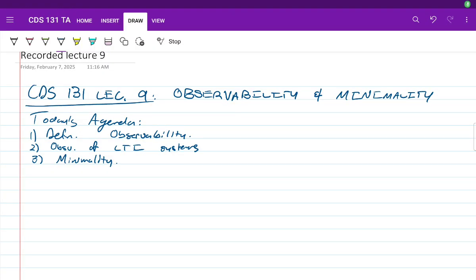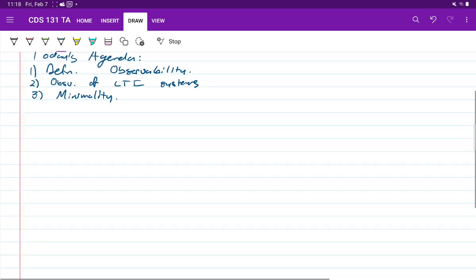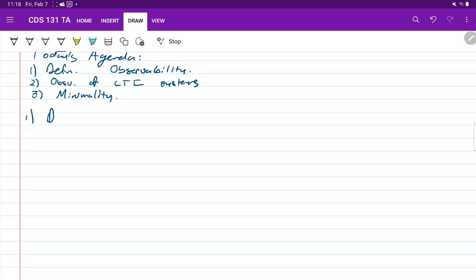Welcome back. Today we're going to talk about two new concepts, which are observability and minimality. In particular, how this lecture is going to go, we're going to start off by defining and motivating observability. After we do that, we're going to talk about observability for LTI systems, and then we're going to finish up by talking about minimality. All right, so let's get started with point one, which is defining observability.